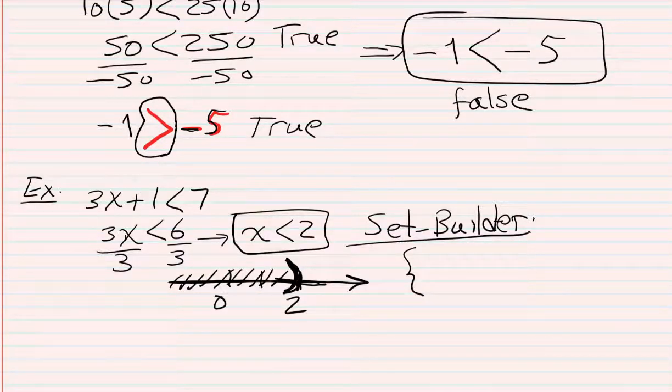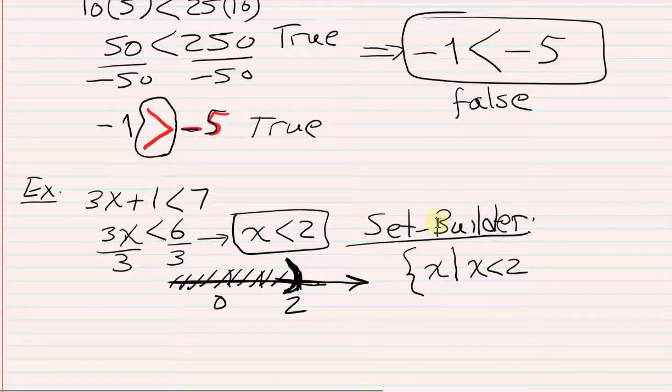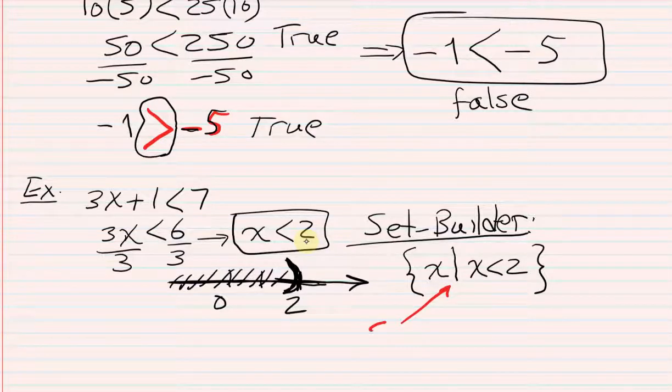So I'm going to have curly braces, the variable name, this line, and then whatever the inequality is, x less than 2. That would be this inequality right in here. You just move that inside the curly braces and you close it. That's called set builder notation. In this notation, the line that you see here, we'll read as "such that." So again, this reads, the solution set is all x's such that x is less than 2.